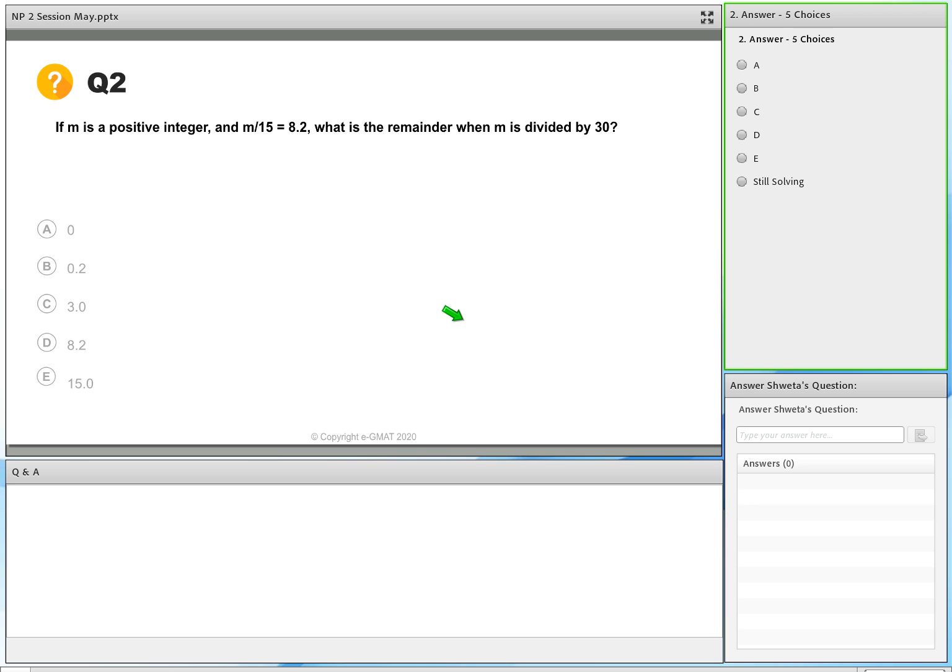Ten seconds before I end the poll. Please mark your answers this time. Don't stay in the still solving block.